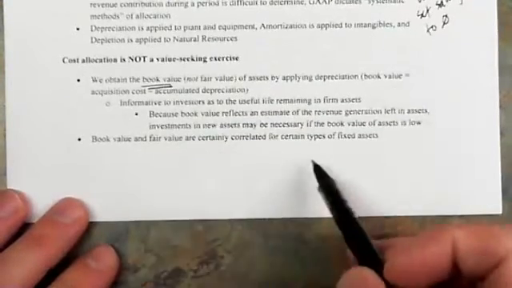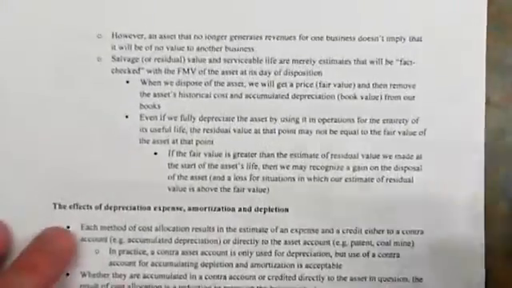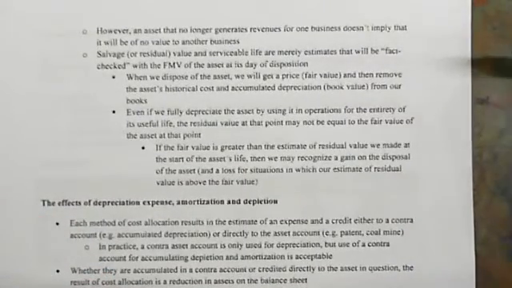Book value and fair value are certainly correlated for certain types of fixed assets, but we will not see that always, right? So for example, if an asset's no longer going to generate revenues for my company, its book value would be near zero because it's near the end of its useful life. It doesn't imply that that asset couldn't generate some sort of value for another business. Right? And I keep saying near zero.